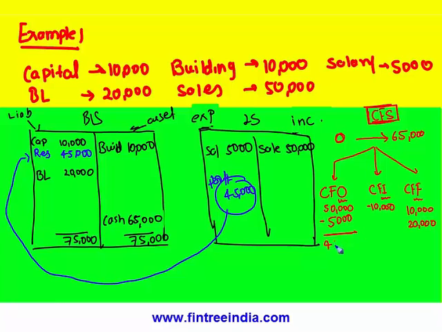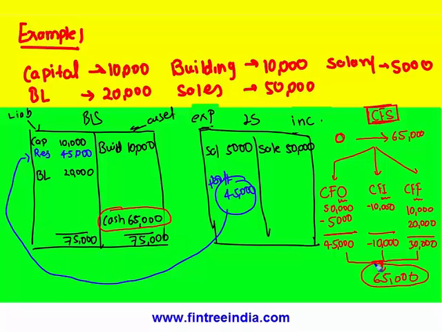This is 45,000, minus 10,000, and 30,000. So total of all the 3 cash flows, how much? 65,000. And is it matching with the increase in cash? Yes. That means we've done this right. Are we okay with this concept?